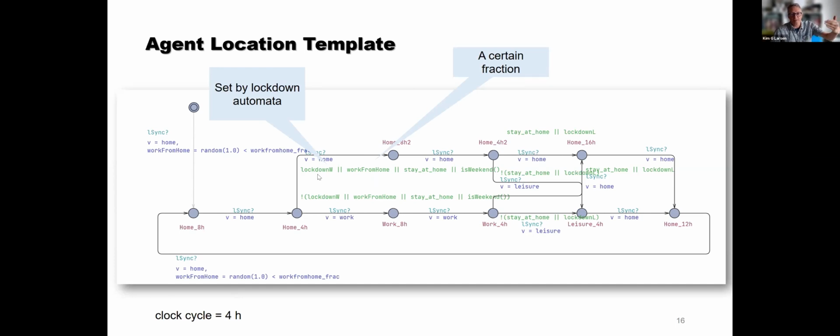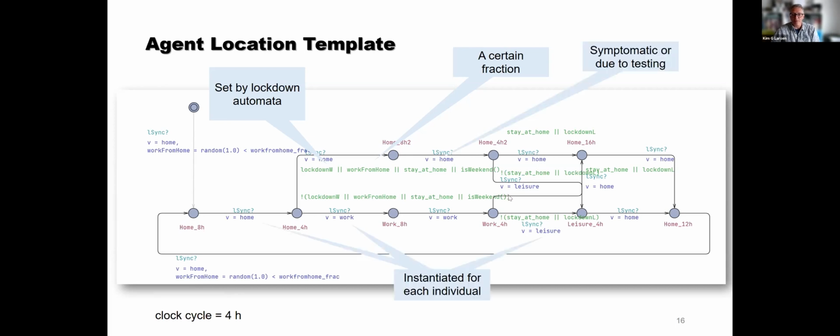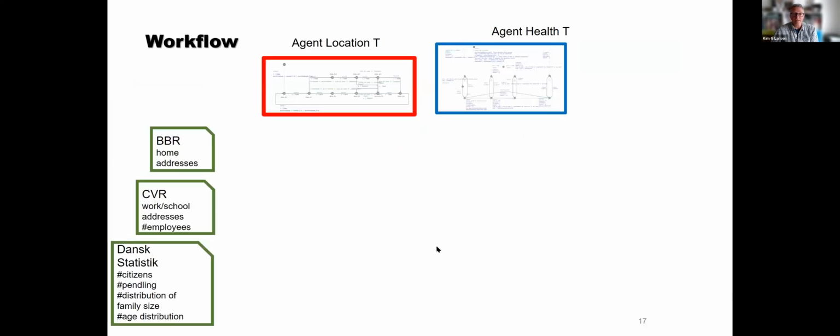So let me just say here that we are really trying to weave in. You can model as a third global automaton these lockdown phases here, and of course also observe that you stay at home if it's weekend. So we really try to be very faithful to what we believe is the behavior of people. And of course, this venue, this particular home, is individual for each person.